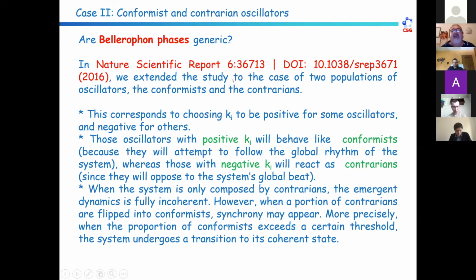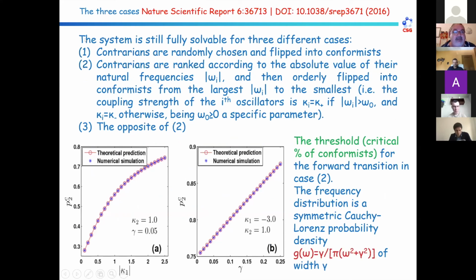Now, in order to flip this, you can do it in different ways. And again, that's very important: the system is again fully solvable. So for each one of the cases, you can give the rigorous solution, you can find all the transition thresholds and so on and so forth. So you can make this flipping from contrarians to conformists in 3 different ways. The first way is randomly. So you choose randomly, independently of the original frequency of the oscillators. You take some oscillators at random and you flip them.